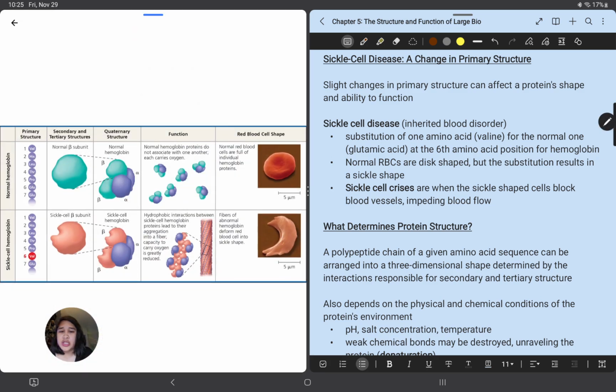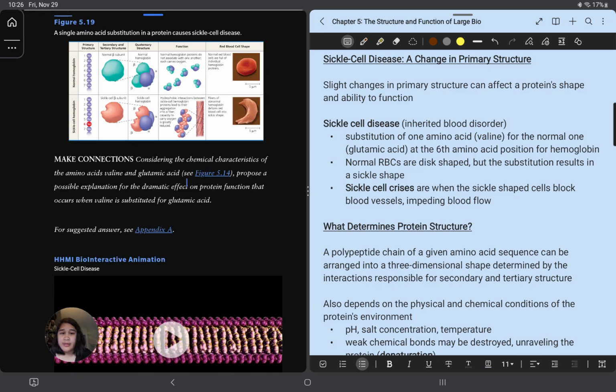So, just for reference, this is a normal red blood cell, and this is a sickle cell blood cell. So usually this can kind of like move about within the blood cells easily, but this can get clogged up. This can get stuck and clogged in the vessel, causing sickle cell crises.